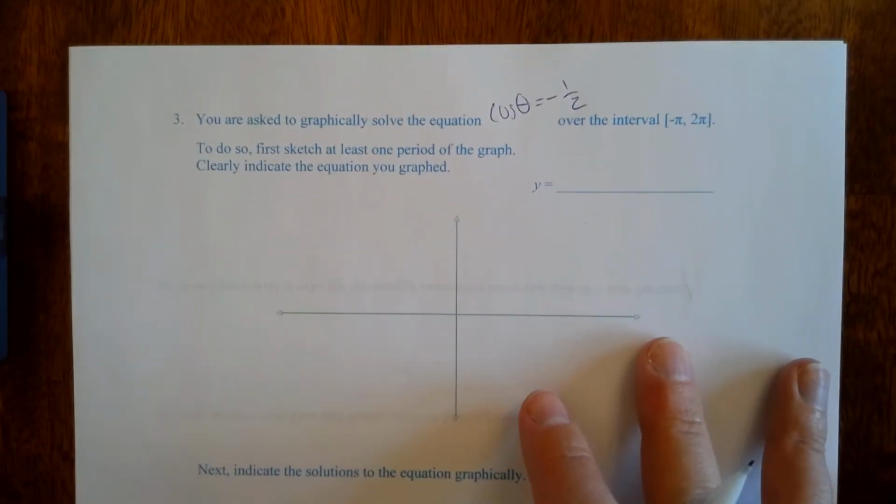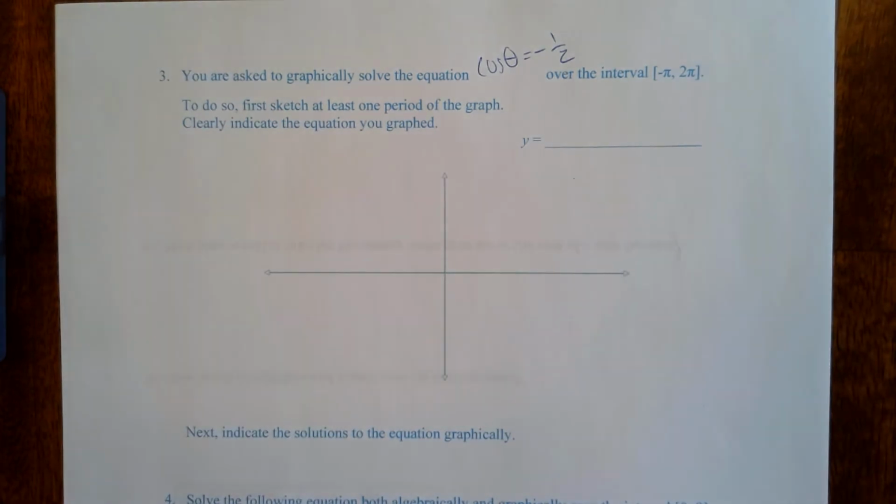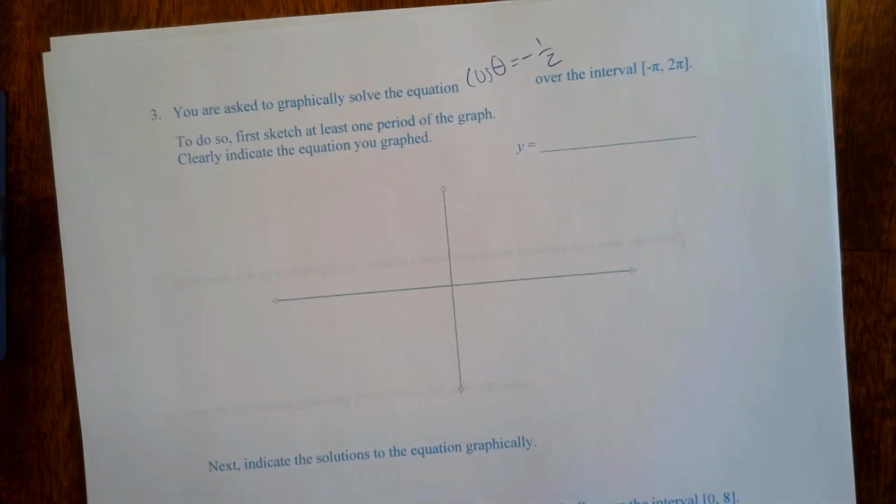You are asked to graphically solve this equation, cos theta equals -1/2, over the interval negative pi to 2 pi. To do so, first sketch at least one period of the graph. Clearly indicate the equation you graphed, rather, not the solution.